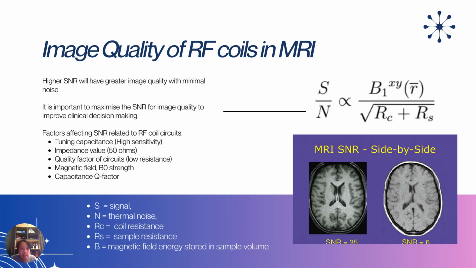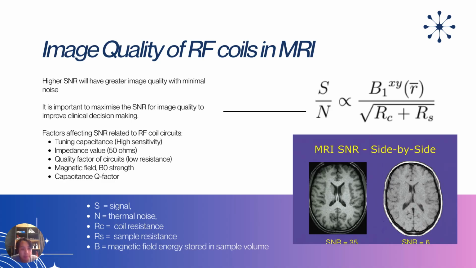The factors that can affect the signal to noise ratio include the tuning capacitance. If it's not exactly tuned to the Larmor frequency, it will have a lower signal. The impedance value also needs to be adjusted to 50 ohms. And the circuit quality factor, such as the quality factor of the capacitance, must be very high in order to have a low resistance, which also improves the image quality.